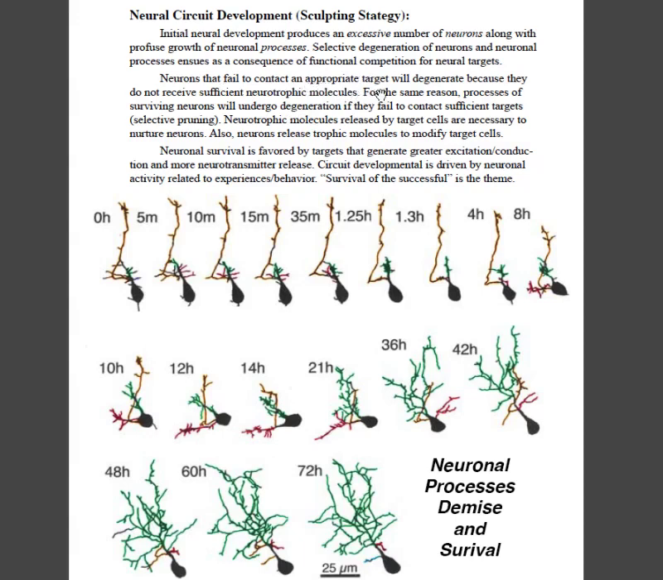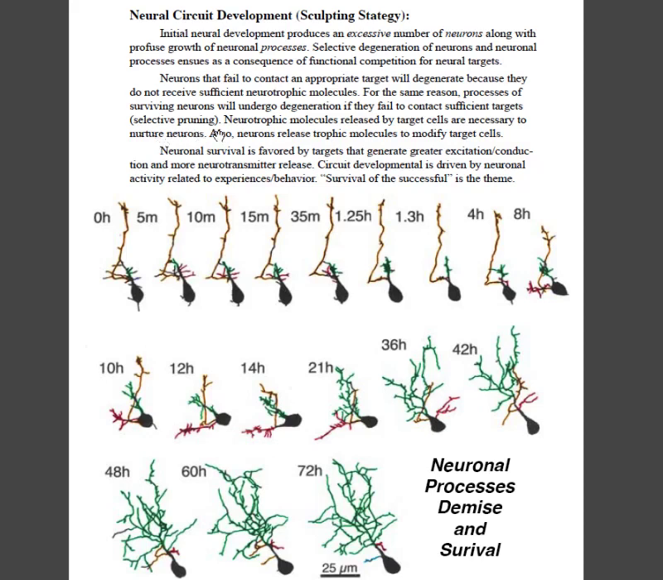In the same way, processes of neurons will undergo degeneration if they fail to contact targets and pick up sufficient neurotrophic molecules. So there'll be a selective pruning. Those processes that fail to contact targets will die off. Neurotrophic molecules are necessary then to nurture the neurons so they do not degenerate.